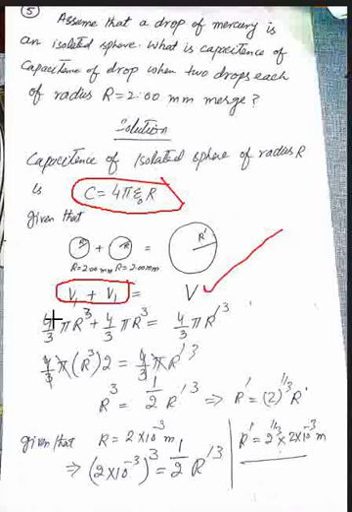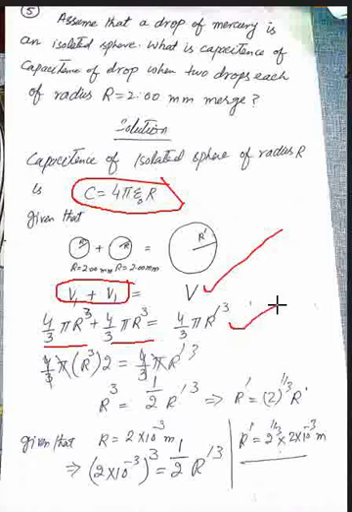Now we know that the volume of a sphere is 4 over 3 pi r cube. So the volume of the first sphere will be 4 over 3 pi r cube. The volume of the second sphere will also be 4 over 3 pi r cube. Both of these add up to give the bigger volume. The volume of the bigger sphere will be 4 over 3 pi r dash cube, because r dash is the radius of the bigger sphere in our assumptions.